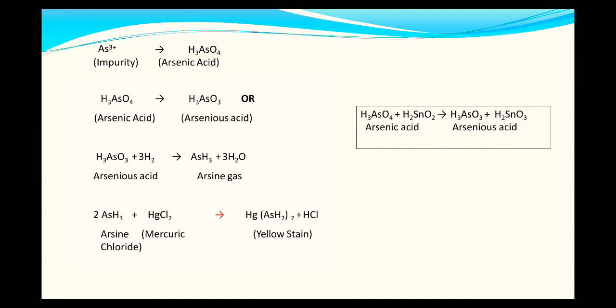Next, AsH3, that is arsine, combines with mercuric chloride, HgCl2, to form the yellow colored stain Hg(AsH2)2 plus hydrochloric acid. The net reaction is arsenic acid H3AsO4 plus H2SnO2 getting converted into H3AsO3 plus H2SnO3.